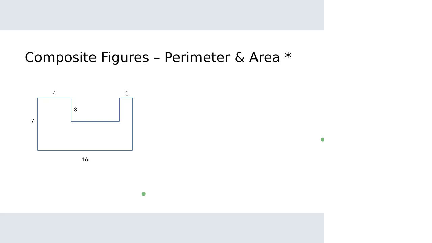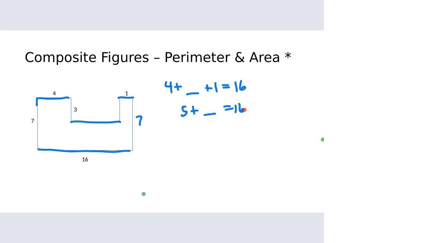First thing we've got to do is find the missing side lengths, and I've got a vertical length of 7 on the left-hand side, and this is exactly the same, so that's going to be 7 also. And then horizontally, I've got 16 all the way across. I've got a 4, a something, and a 1. So 4 plus something plus 1 is going to make 16. And so let's see, that's 5 plus something is going to be 16. So that something must be 11.